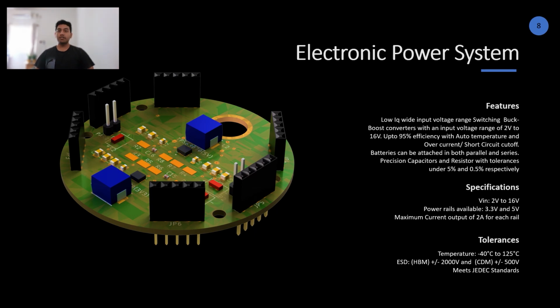We have buck boost converters with an input voltage range of 2 volts all the way to 16 volts, with an efficiency of up to 95%. We've designed this EPS to make sure that under any circumstances there is no short circuit and no over temperature issues. So it's pre-programmed with an over temperature cutoff and an over current cutoff. That way, if any short circuit happens on any of the subsystems, the power to the whole CANSAT is completely cut off to make sure that no device gets damaged. If the temperature increases or decreases beyond a certain extent, the power is again cut off to make sure no other devices get damaged.